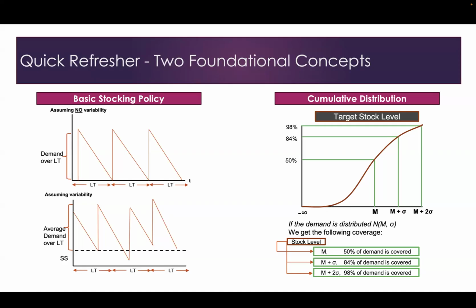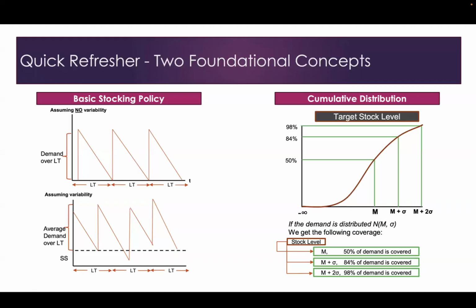So if you have no variability, this is what you learn in your first course in industrial engineering. If your lead time is represented here by LT, how much should you stock up to? You basically stock up to whatever your demand over lead time is. So if your lead time is 100 days and there's no variation in your demand, let's say it's one per day, guess what you're going to stock up? You're going to stock 100, right?